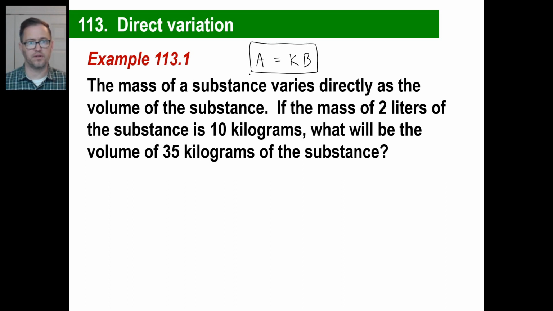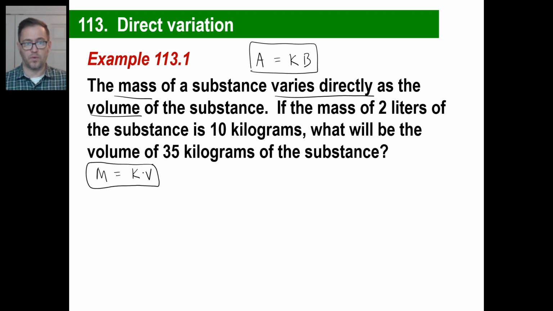And let's take a look at what does vary. Mass varies directly as the volume. So how would you write that as an equation? You'd go, mass varies directly as the volume. That's what we're going to use, okay? That's our basic equation we'll use. Well, let's find out what that K is. But what usually happens is we find the K and then apply it to the next equation.